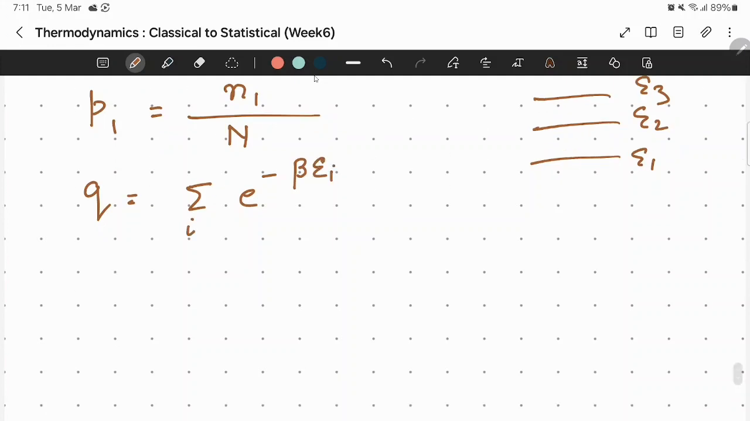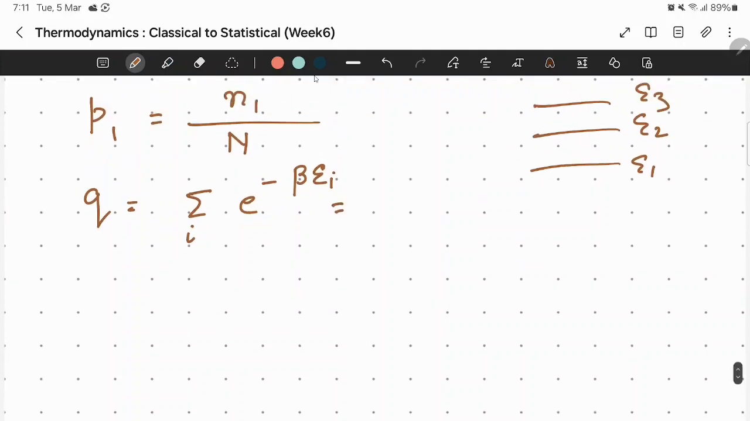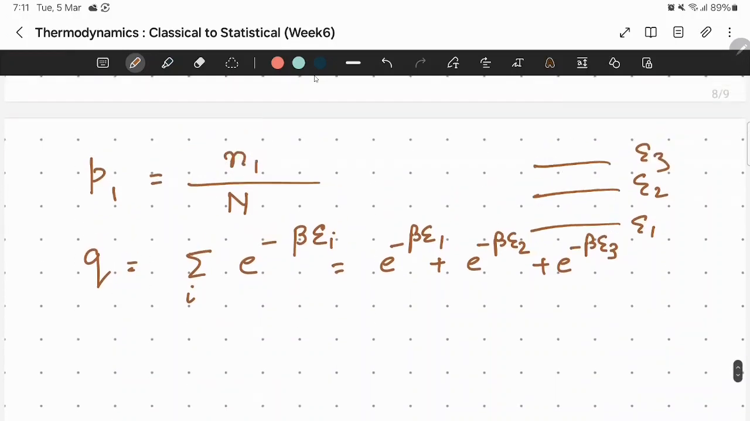Okay, this is the partition function. The significance I'm coming to, but first we have to understand what the partition function is. It is e to the power minus beta E1 plus e to the power minus beta E2 plus e to the power minus beta E3. So this will be our partition function. Now what is the significance?